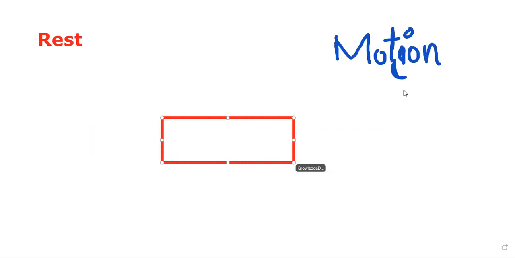So rest or motion is relative. Relative means you can't say that the object is in state of rest or in motion. You need a reference to define the state of the object. Okay, let's define it first.